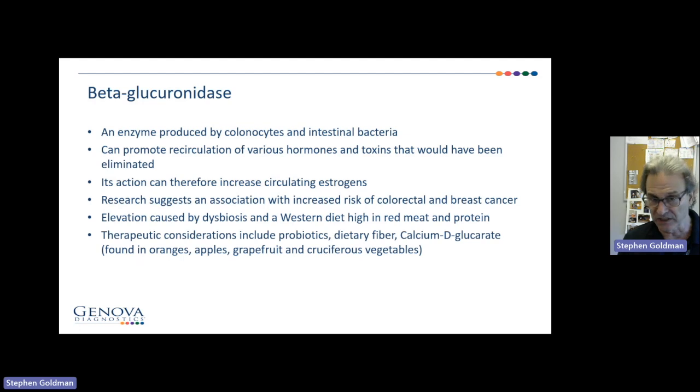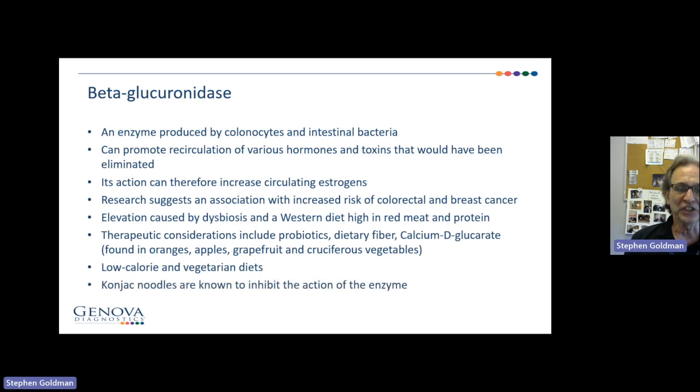Now, in terms of therapeutic considerations: probiotics, dietary fiber, calcium D-glucarate. Most people think of calcium D-glucarate as a way of lowering beta-glucuronidase. Its mechanism of action is really to inhibit the action of beta-glucuronidase. Low-calorie and vegetarian diets are helpful. Konjac noodles are known to inhibit the action of the enzyme. If you go online and Google konjac noodles, they have a 0 glycemic index, I think, and they really also help to block beta-glucuronidase activity, to inhibit it, not necessarily to lower the actual amount.